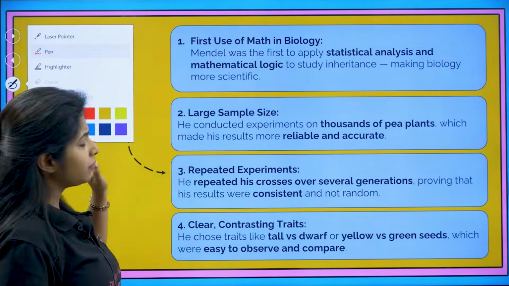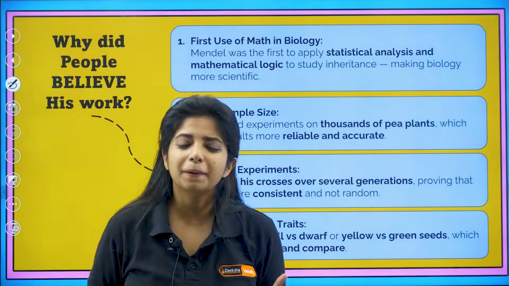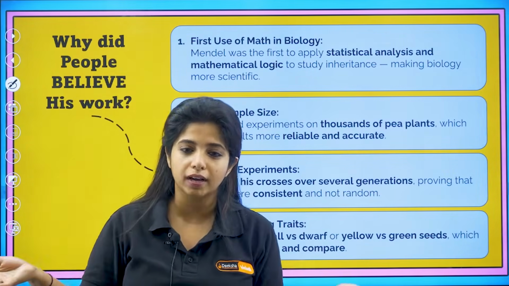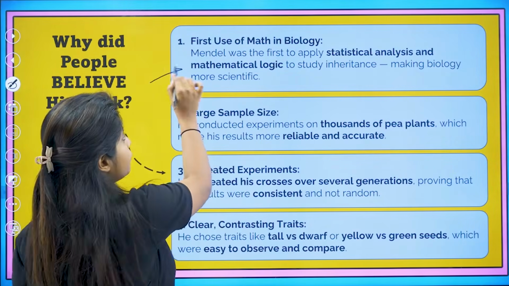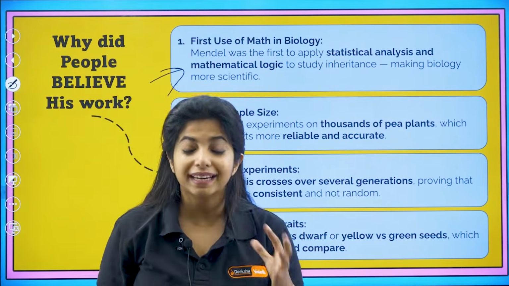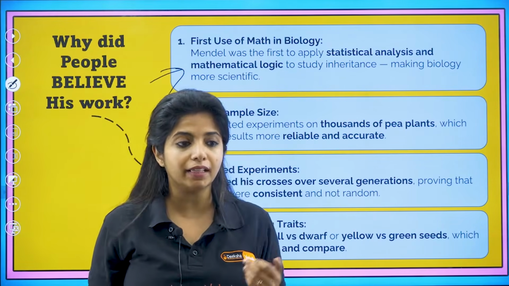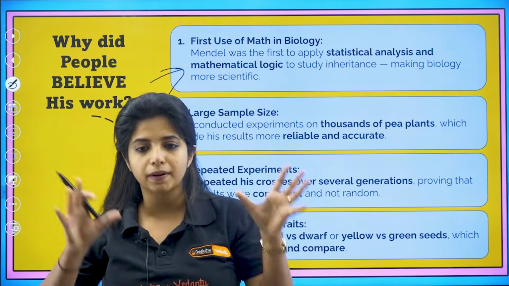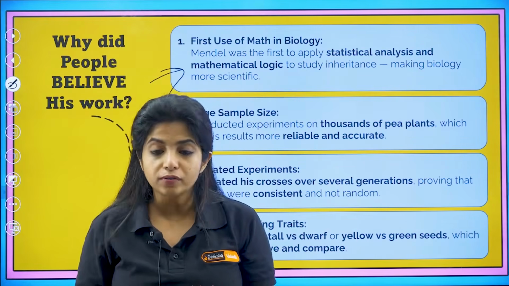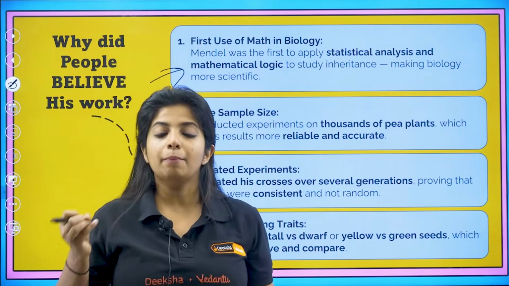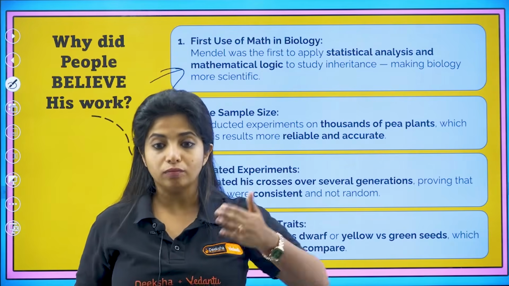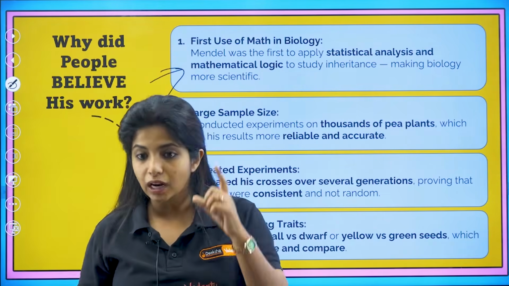But ma'am, in the first place, why did people believe him or his work? The first thing is that he was the first person to use math in biology. Suppose I come here and tell you that 10% of this is happening and so many things, you will obviously believe me. Whenever you give mathematical evidence and show that, my dear children, people believe you. So that was one thing.